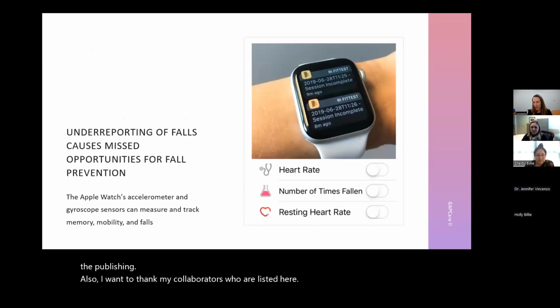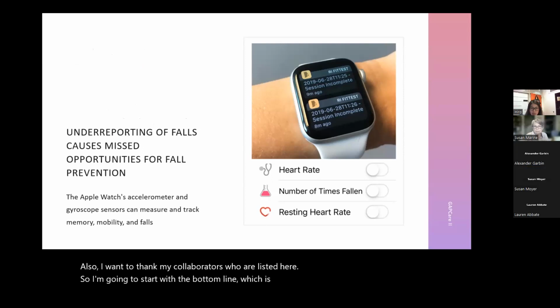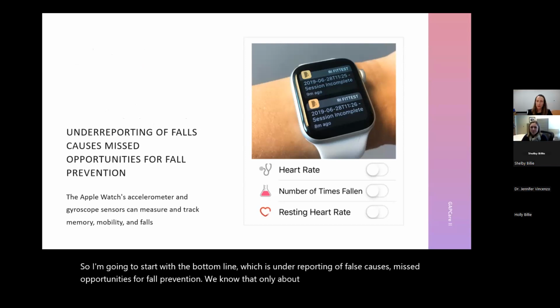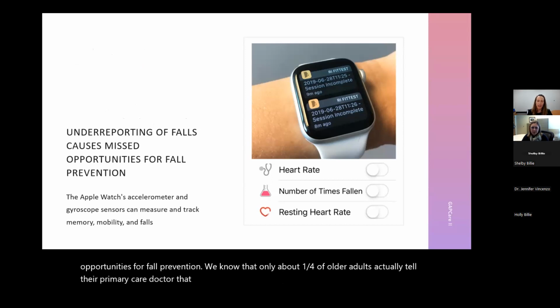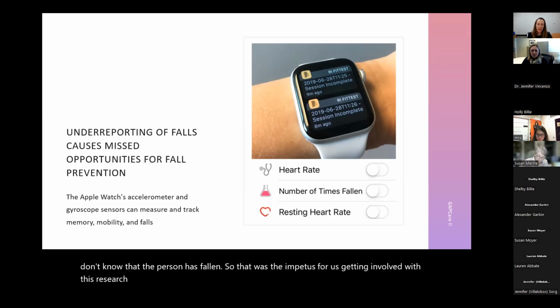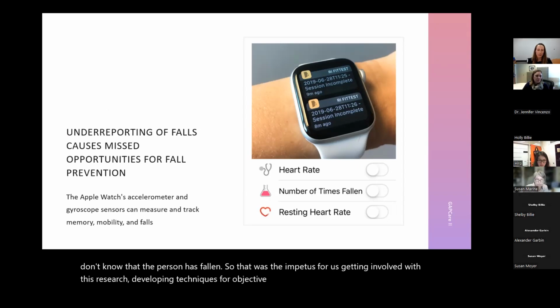So I'm going to start with the bottom line, which is underreporting of falls causes missed opportunities for fall prevention. We know that only about 1/4 of older adults actually tell their primary care doctor that they've had a fall. And it's very hard to prevent falls when you don't know that the person has fallen. So that was the impetus for us getting involved with this research, developing techniques for objective fall outcome measurement.